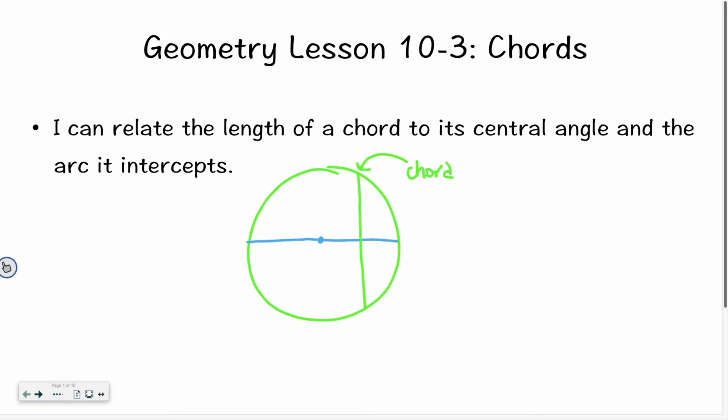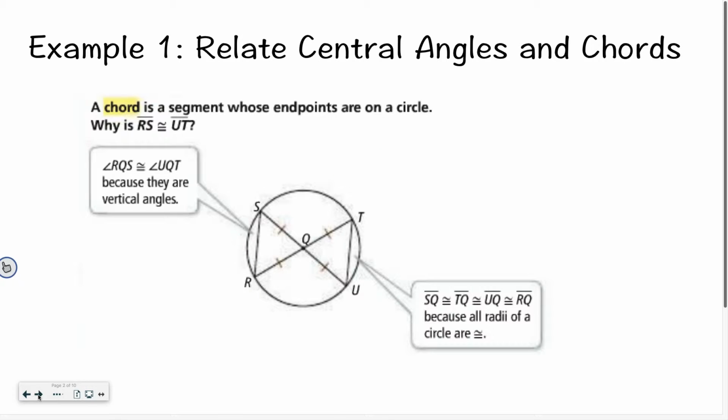It cannot go through the center. Or actually, I should say it can, but if it goes through the center of the circle, we have a more specific name for it, and that's diameter. So a diameter is a type of chord, but a chord does not have to go through the center of a circle. Okay, so a chord is a segment whose endpoints are on a circle. I kind of just talked about that.